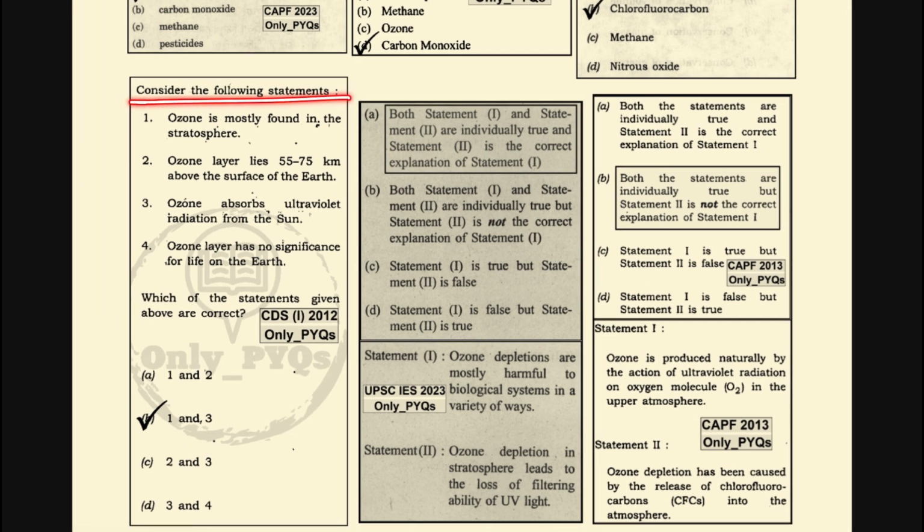Consider the following statement. Ozone is mostly found in stratosphere. This is correct. Ozone layer lies 55 to 75 kilometers above the surface of the earth. This is wrong. It is 15 to 55 kilometers. Ozone absorbs ultraviolet radiations from sun. This is also correct. Ozone layer has no significance for life on earth. This is wrong statement because it has some significance for the life on the earth. So 1 and 3 becomes the answer.